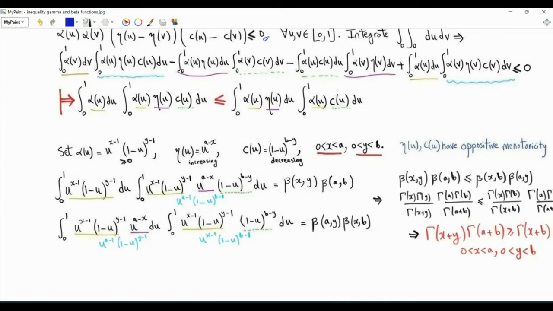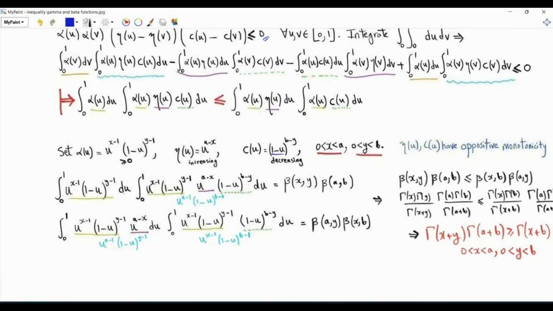Now in C of u, the power is b minus y, and the power here is also positive because y is less than b. But note that here we are using 1 minus u, and so C is a decreasing function. So alpha is non-negative, and these two functions, eta and C, are of opposite monotonicity. And this is enough for us to be able to apply the general inequality. So we will insert alpha, eta, and C in this inequality here.